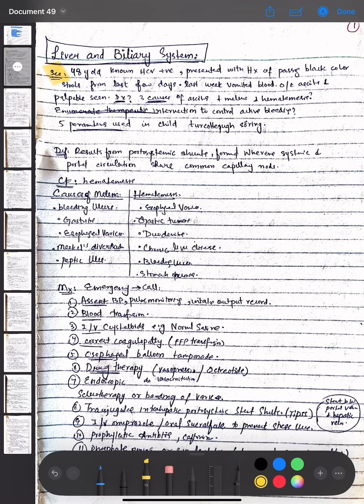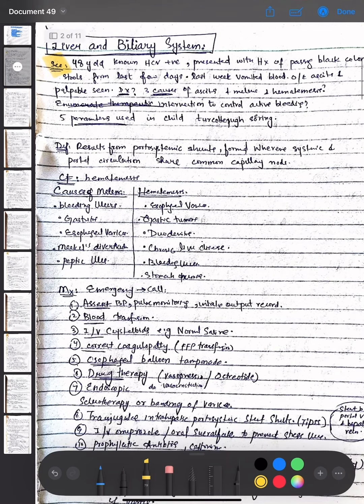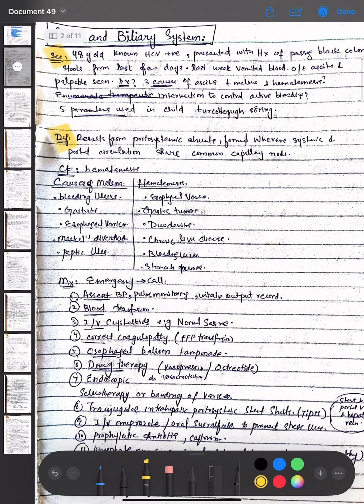What are the three causes of ascites, melena and hematemesis? And enumerate the therapeutic interventions to control active bleeding. Name the five parameters used in the Child-Turcotte-Pugh scoring system. So we have a definition: it results from the portosystemic shunts formed where systemic and portal circulation share common capillary beds. The clinical features are hematemesis.